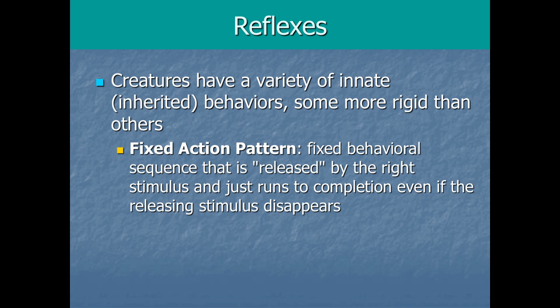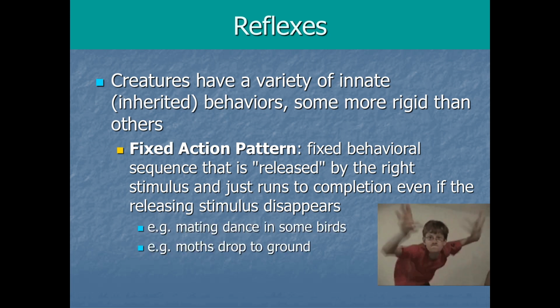So from a biology perspective, we know creatures have a variety of innate, inherited behaviors, some more rigid than others. You'll often hear the term fixed action pattern for a fixed behavioral sequence that's released by the right stimulus and just runs to completion, even if the releasing stimulus disappears. For example, the mating dance in some birds: when they see the right stimulus, they start going through a set of mating display behaviors that are always the same beginning to end. Or another example would be some moth species that drop to the ground instantly if they hear ultrasonic noise that's similar to the sound bats make.